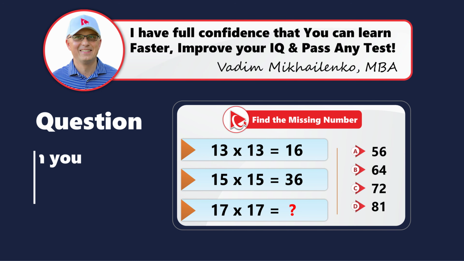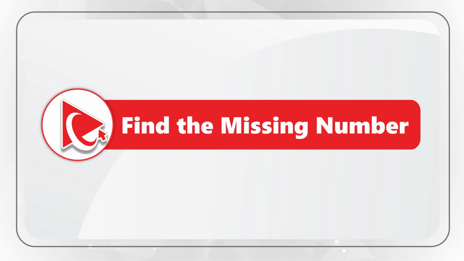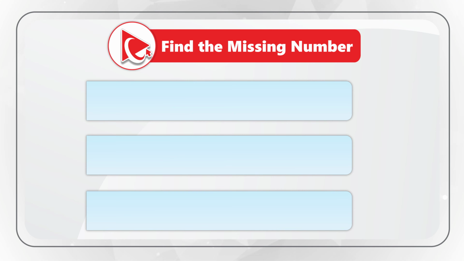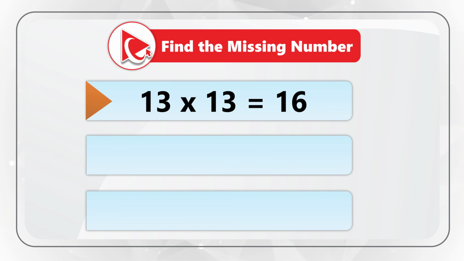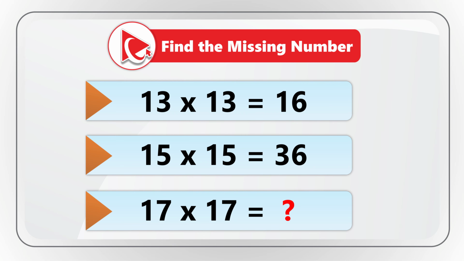Here's one of my favorite questions, which requires you to use your critical skills and imagination. You need to find the missing number, and you're presented with 3 different expressions. First expression is 13 multiplied by 13 equals 16. Second expression is 15 multiplied by 15 equals 36. And last expression, the one that's missing the number, is 17 multiplied by 17 equals missing number.